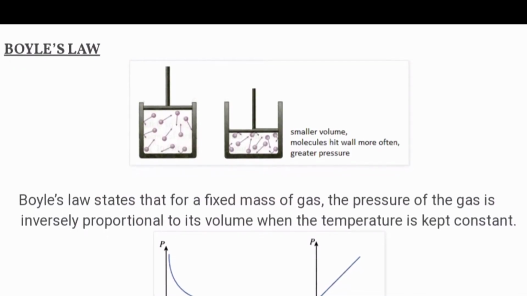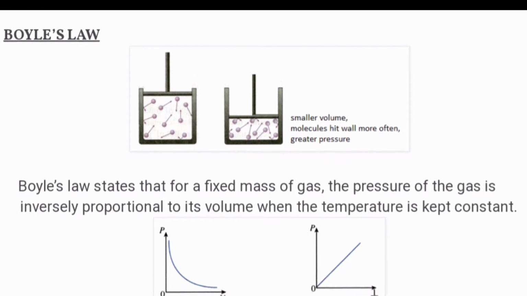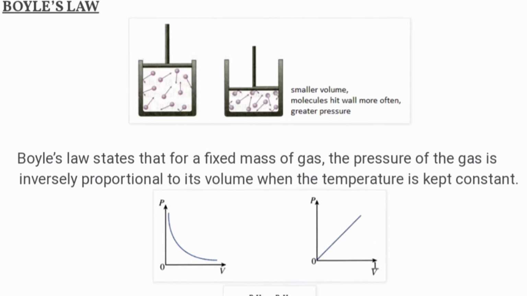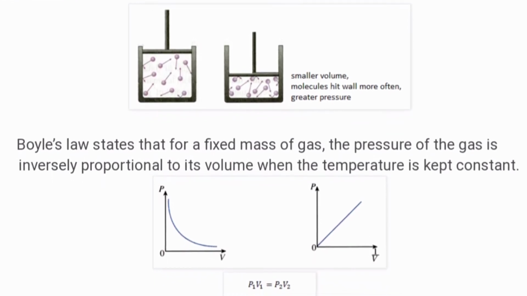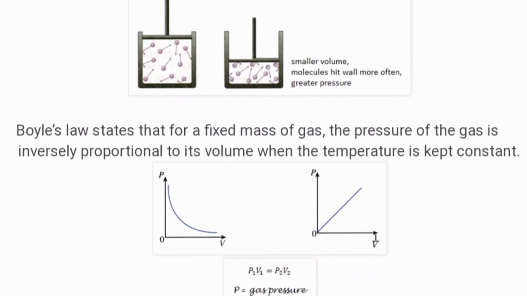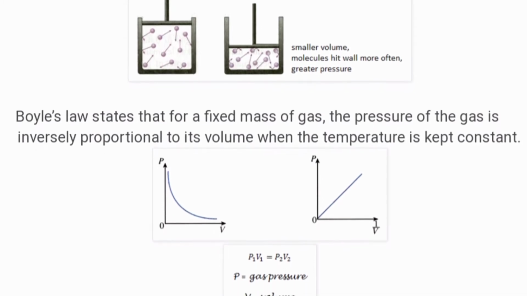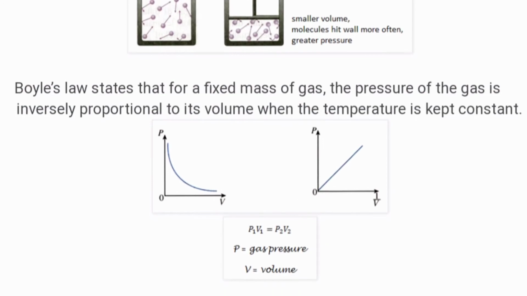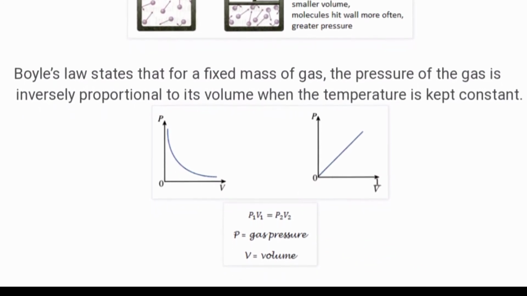After pressure law, we have Boyle's law. Boyle's law states that for a fixed mass of gas, the pressure of the gas is inversely proportional to its volume when the temperature is kept constant. Its equation is P1 V1 equal to P2 V2, where P is gas pressure and V is volume.